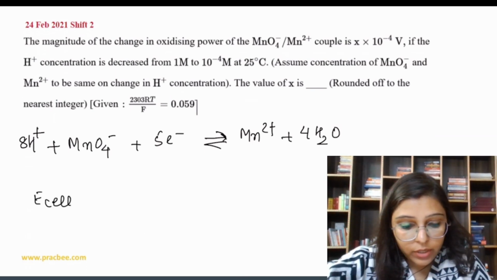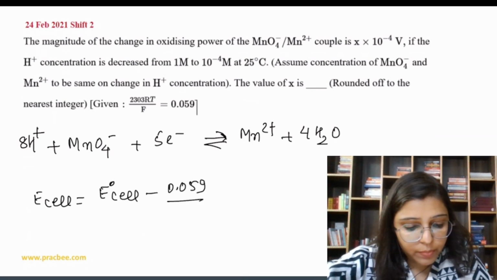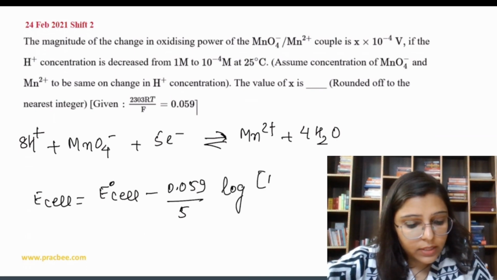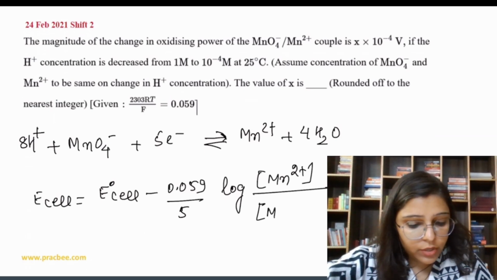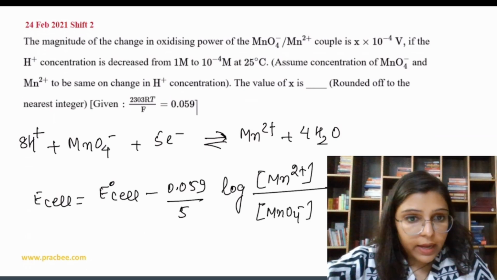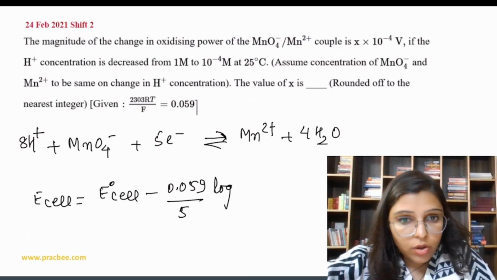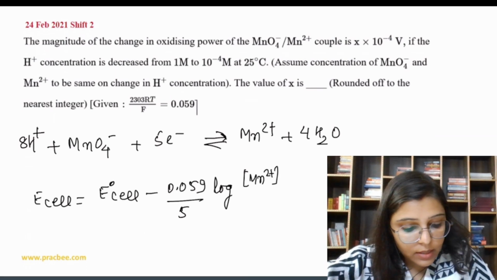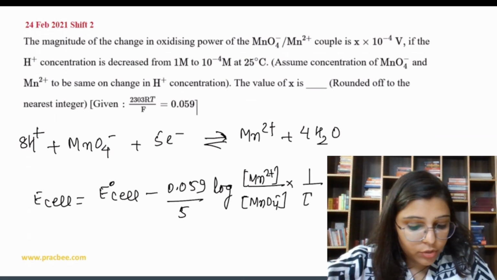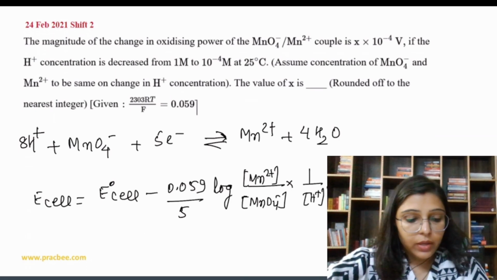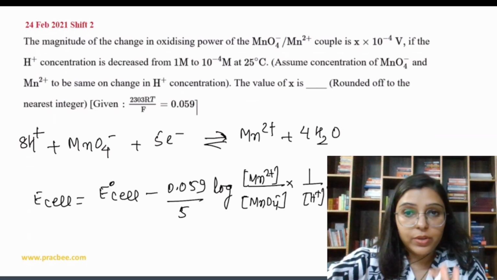Now E cell is going to be E naught cell minus 0.059 upon 5 log of the concentration of Mn2 plus divided by the concentration of MnO4 minus. Let me rewrite this. So this is log of the concentration of Mn2 plus upon the concentration of MnO4 minus, into 1 by the concentration of H plus to the power 8. So this is the general equation.